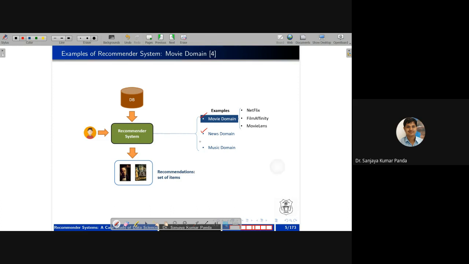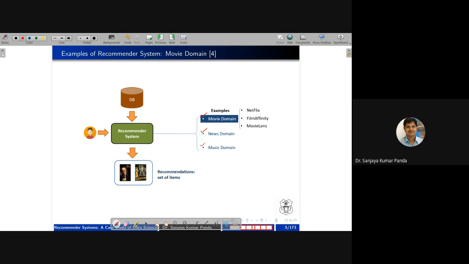Similarly, if you go for the music domain, like all of you are using Jio, the Jio mobile operator, you have the JioSaavn app, you have YouTube. In these apps or websites, you have an autoplay option. Once you click the autoplay option, based upon the music you have listened to recently, or your previous history, it is going to play similar kinds of music.